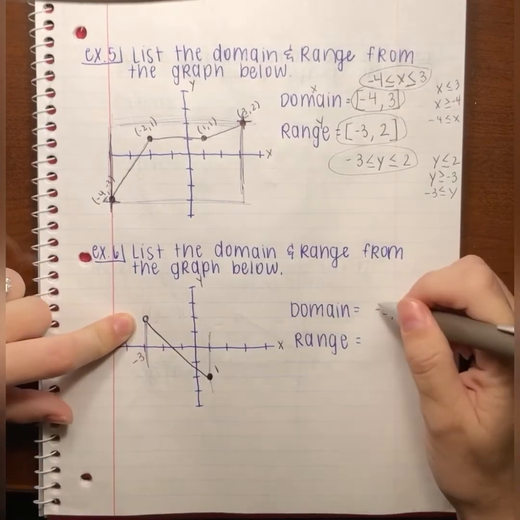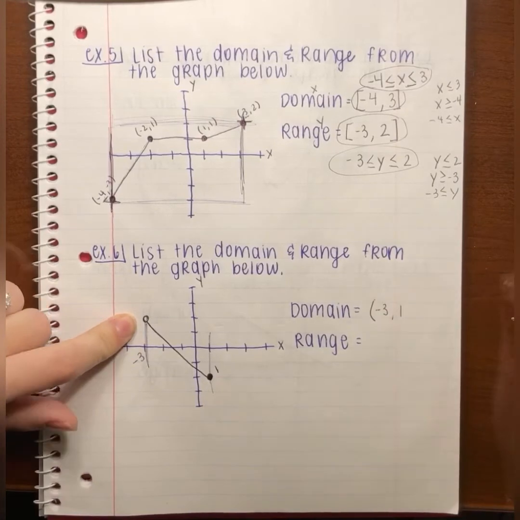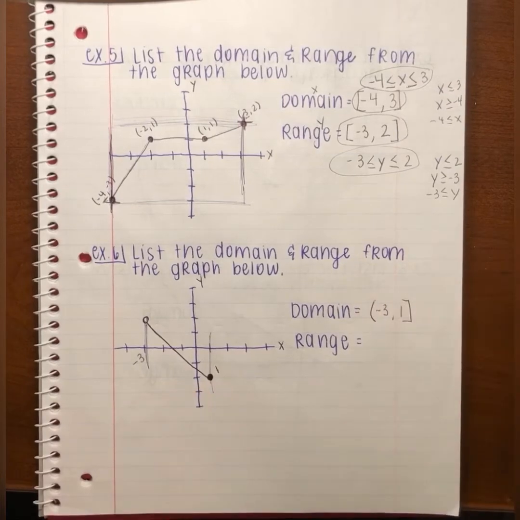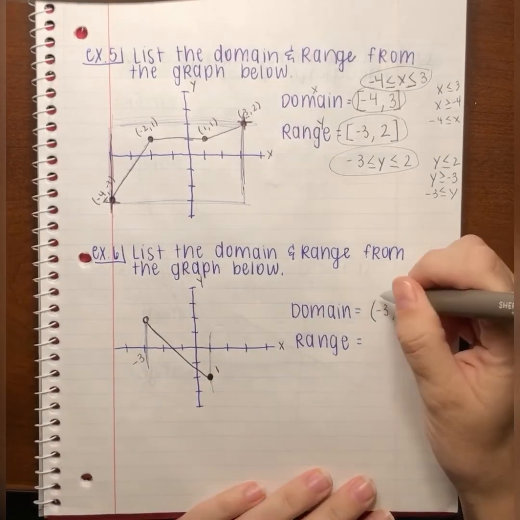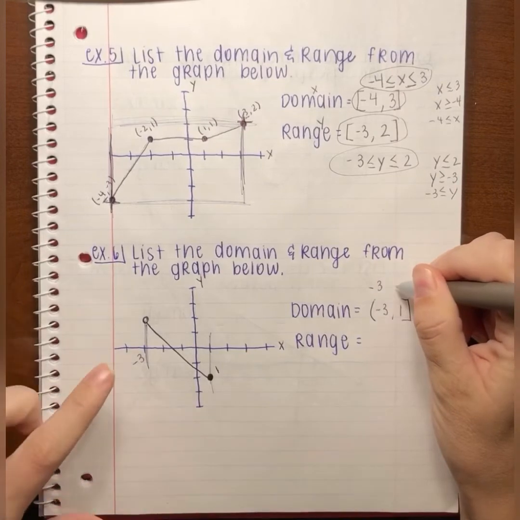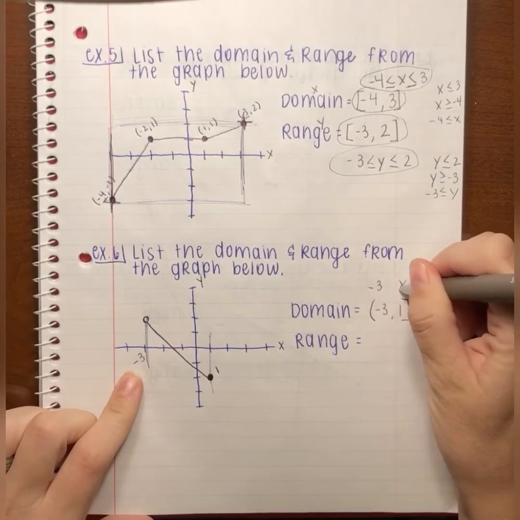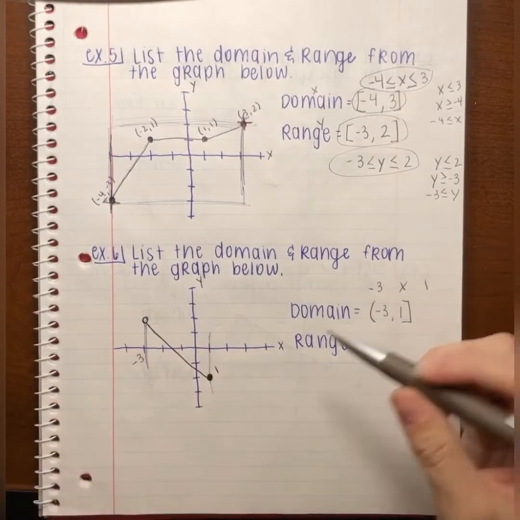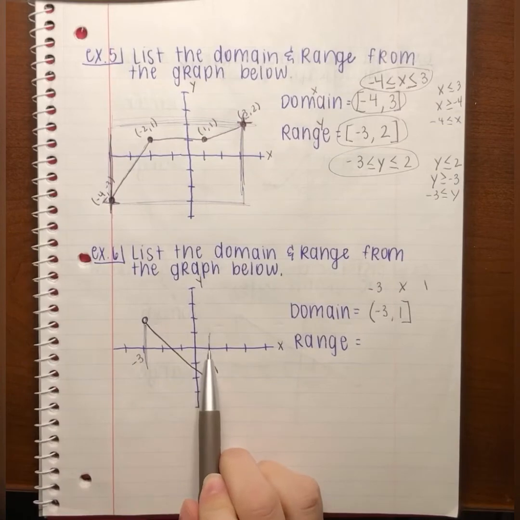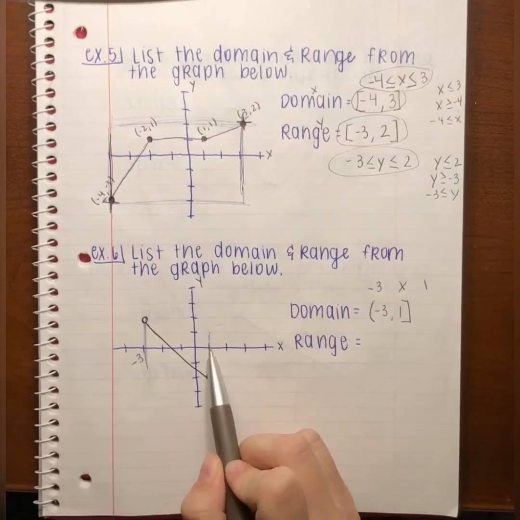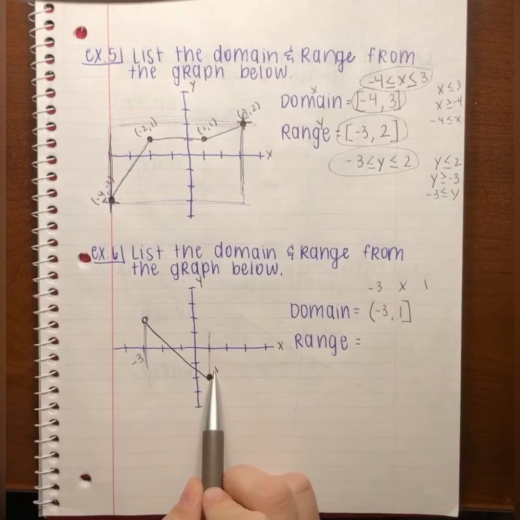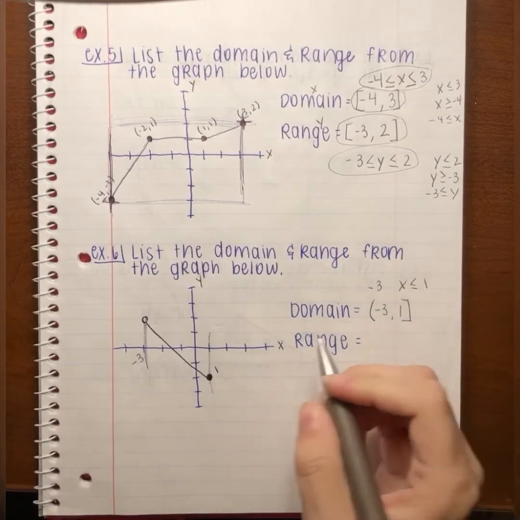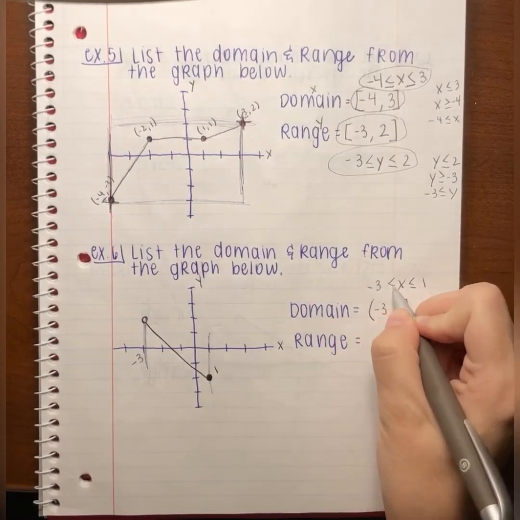-3 has an open circle, which means -3 gets a parentheses. And then +1 has a closed circle, so it gets a bracket. And the other way we would write that is -3 less than x, and then less than or equal to 1. So we need our x values, right? Any x value on this line, we can choose it as long as it is between 1 and -3. So x values need to be less than or equal to 1, but x values also need to be greater than or equal to -3.